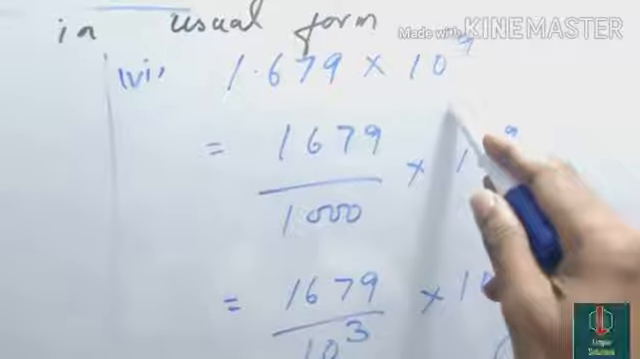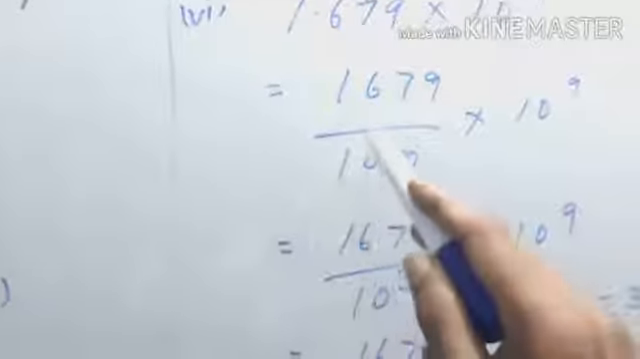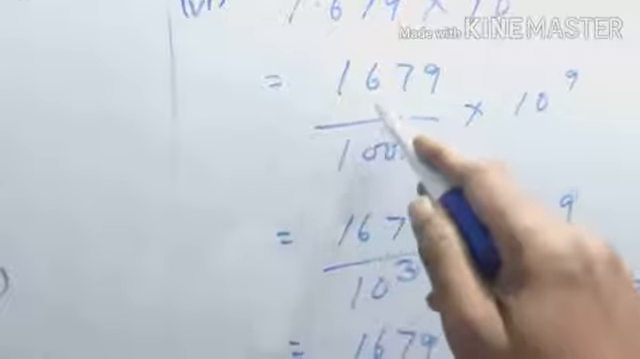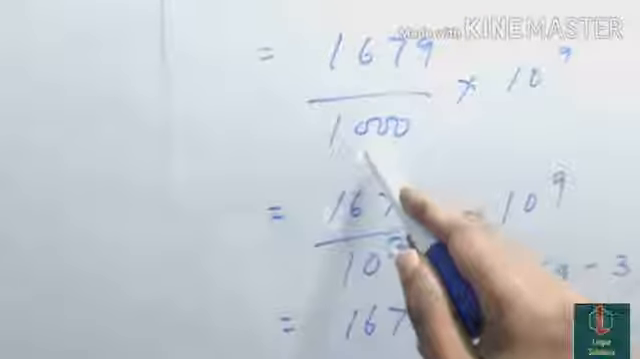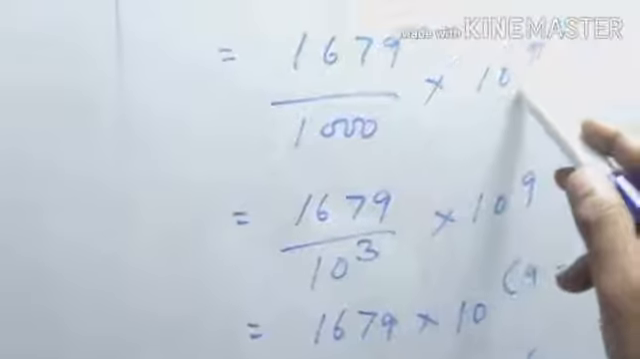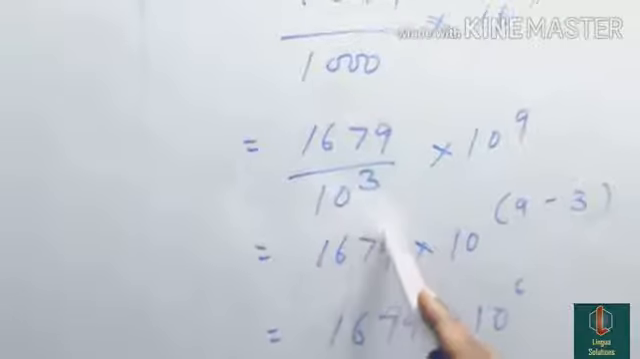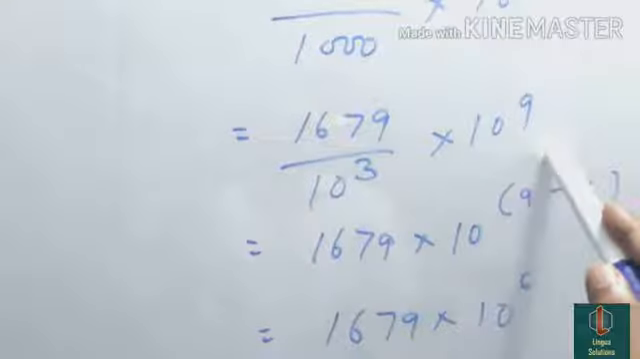Next one, 1.679 into 10 to the power 9. Here also first we will remove the decimal point, which is equal to 1679 by 1000, because it is 3 digits, into 10 to the power 9, which is equal to 1679 into 10 to the power 3 into 10 to the power 9.